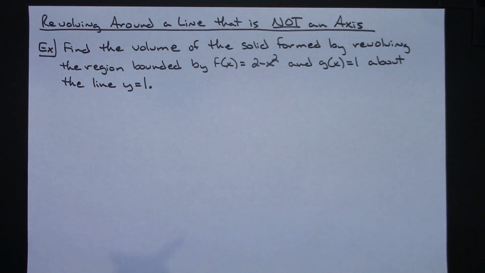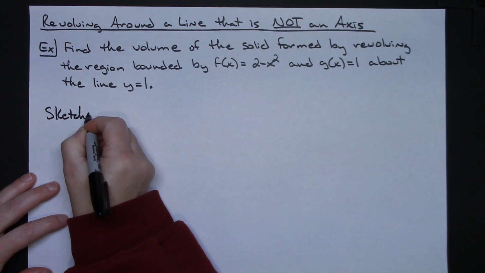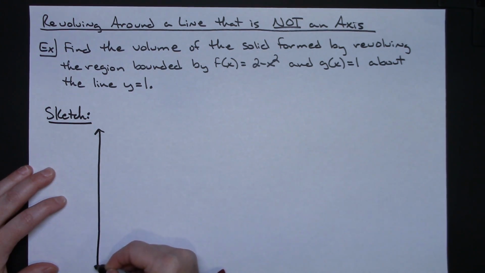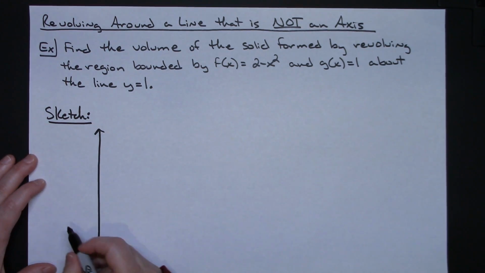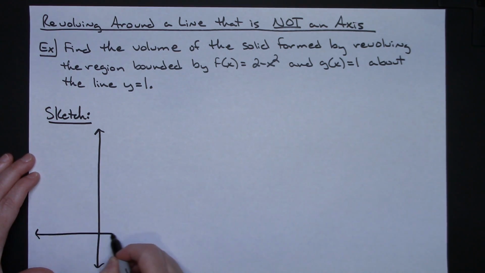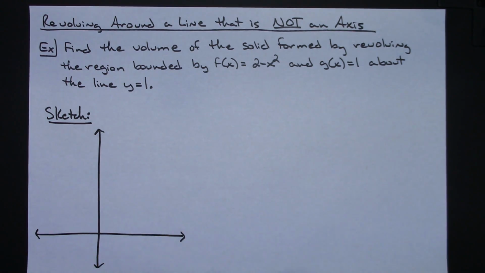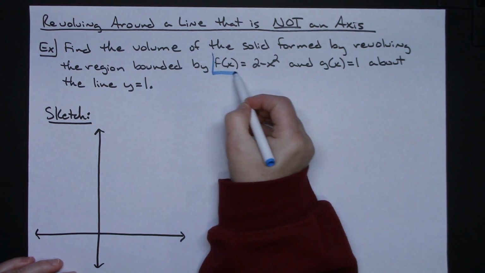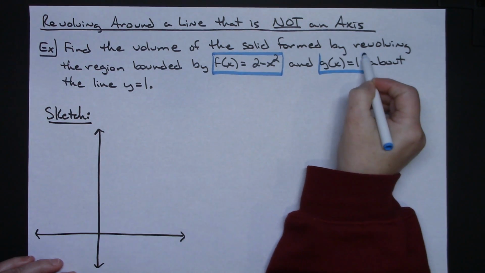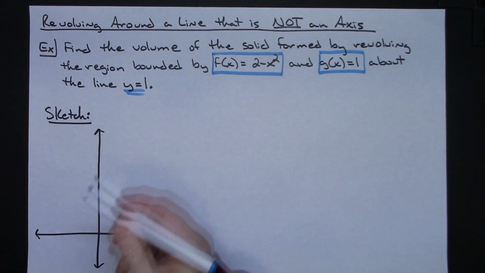Okay, so again, I'm going to want to draw a sketch of this so that I know what's going on. That's going to be an upside down parabola, and I've got y equals 1, so I'm going to need kind of a lot of room here. Let's take a look at the important parts here. So f of x equals 2 minus x squared, and then I've got g of x equals 1, and then about the line y equals 1.